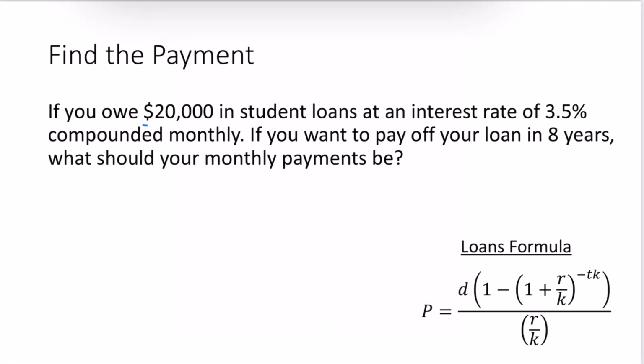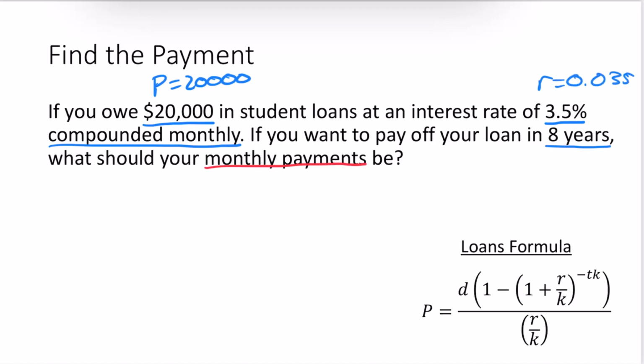Okay, so let's say that you owe $20,000 in student loans at an interest rate of 3.5%, which is compounded monthly. If you want to pay off your loan in 8 years, what should your monthly payments be? So we know that the loan amount, or the initial amount we're borrowing, which we call P, is $20,000. We know that the interest rate is 0.035 because that's what the percentage is written as a decimal. The fact that it's compounded monthly means K equals 12. And if we want to pay off the loan in 8 years, so T equals 8, we want to know what our monthly payments are, which means we're looking for D.